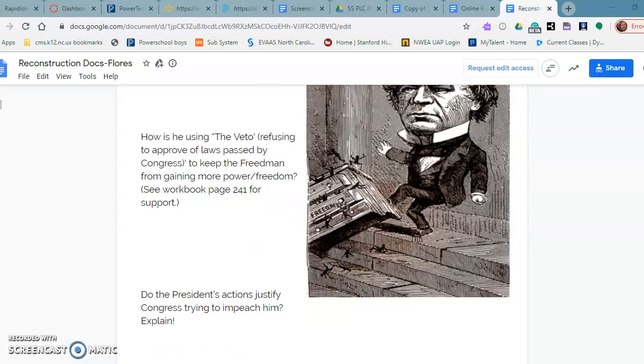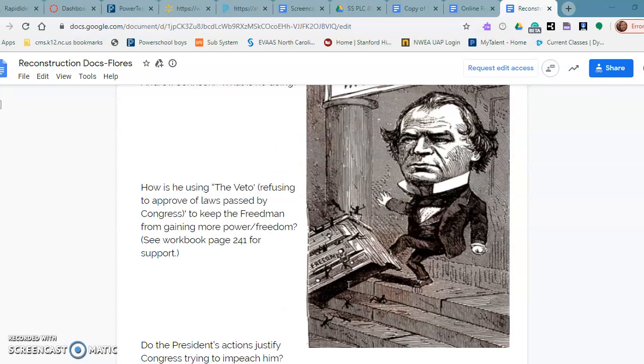Now, the other part of this that needs to come into play has to do with Johnson and his relationship with people in Congress during this time. Remember, I said that many people in Congress were radical Republicans. They were wanting the South to pay for what they had done during the Civil War. Obviously, we said Johnson, being a person from Tennessee, didn't necessarily agree with punishing the South.